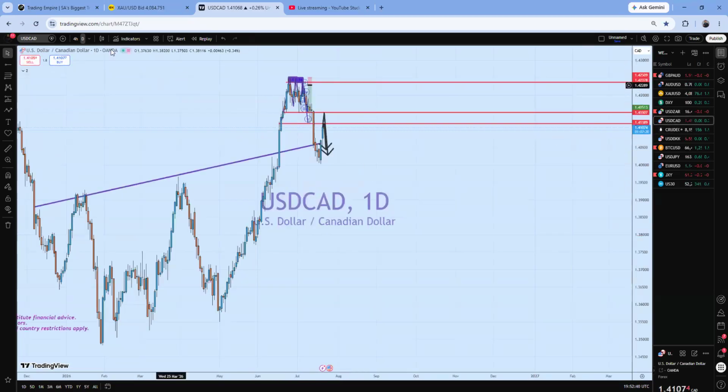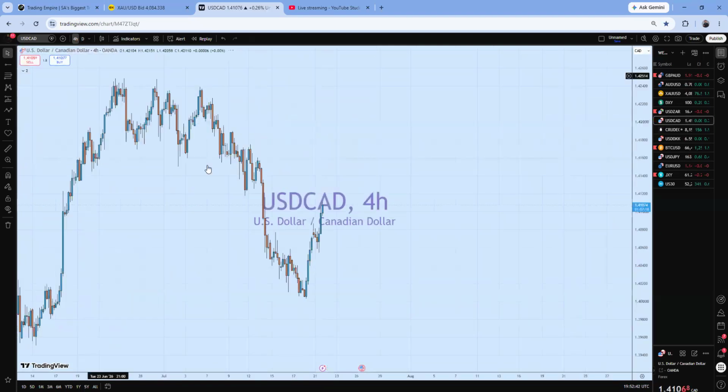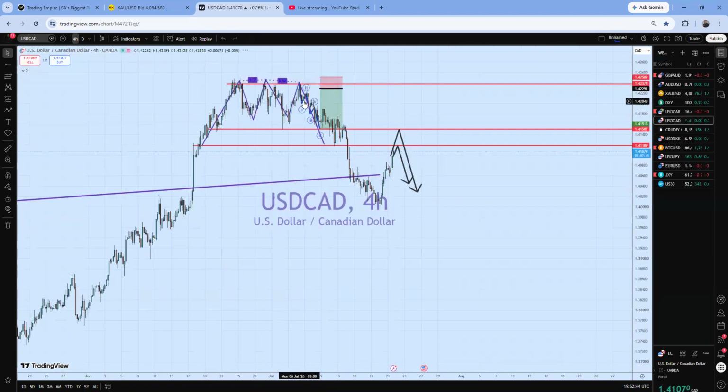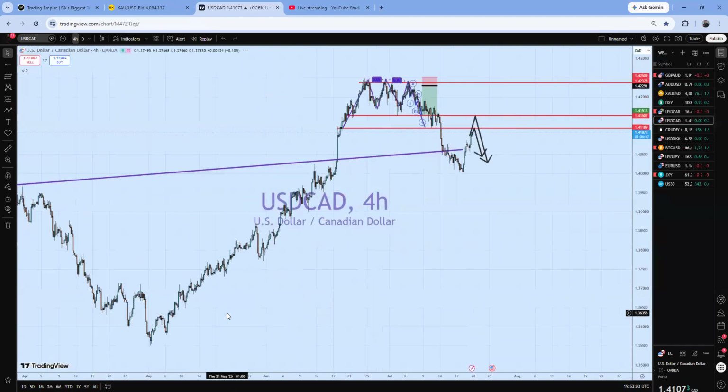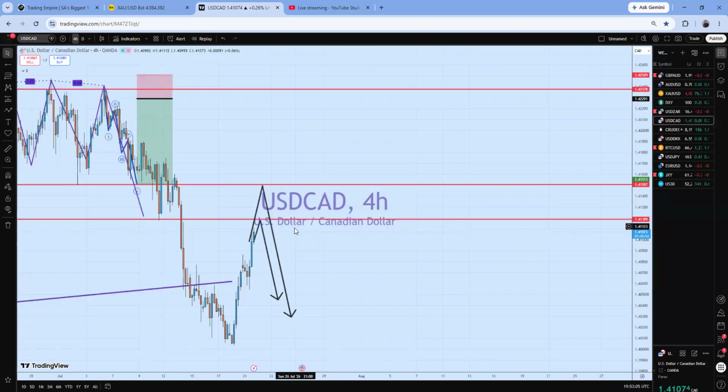USD CAD, we saw this move. Now it's doing a pullback. I'm expecting it to touch that zone, which is 1.41189 or that one 1.41507. So somewhere there. So yeah, let's see which one it will reject and then come down. So that's what I'm expecting.